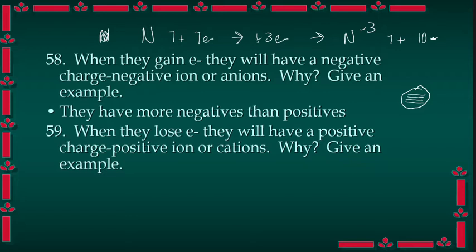When atoms lose electrons, they lose people from the negative side. What happens to their charge? They become positive, because now you have more positives than negatives. An example of this: sodium, 11 protons, 11 electrons. What happens if it loses an electron? 11 positives, 10 negatives, which means positive 1.